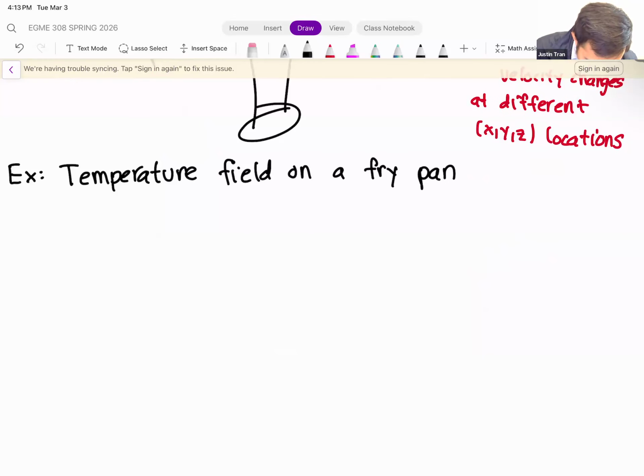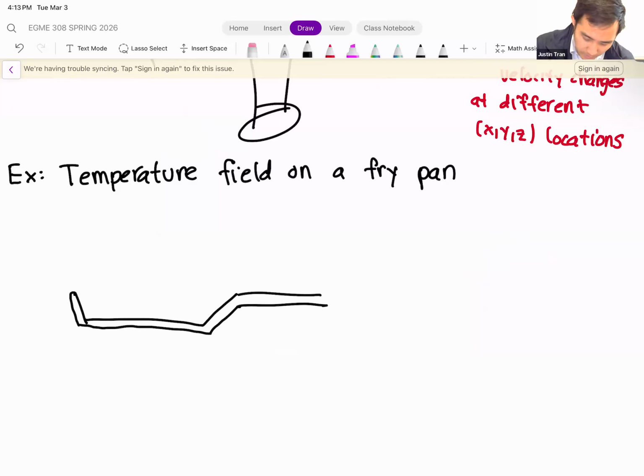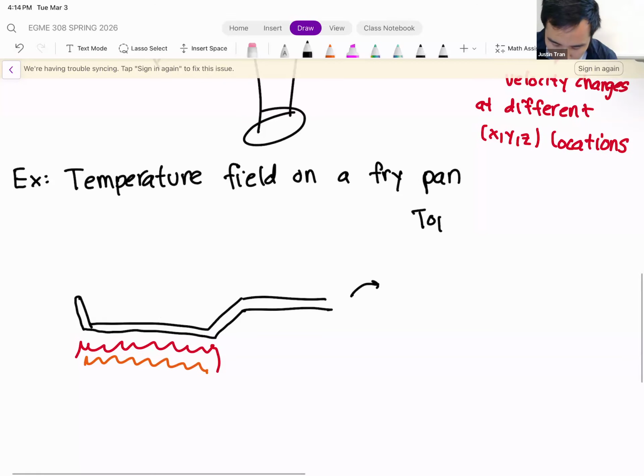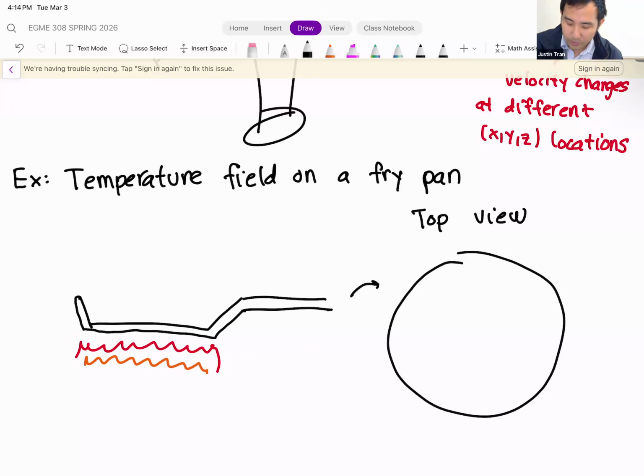All right, so let's say that you have a fry pan here. And let's say you have a flame that's coming underneath here. Usually when you have a burner, your flame is not completely uniform around. You have pockets of flame which are more concentrated in certain areas, right? And so if you look at a top-down view, your fry pan is essentially circular, at least for the most part.